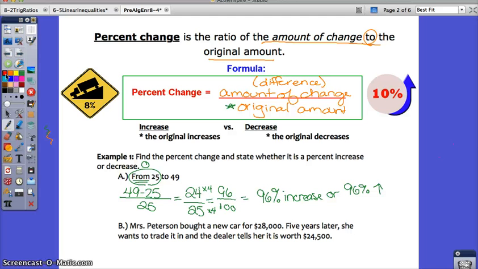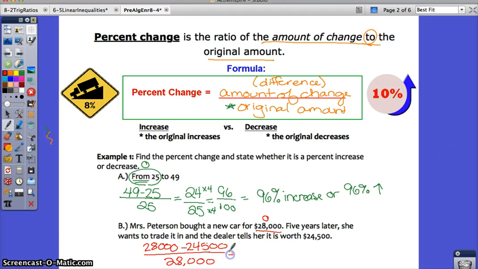Well, I don't see the word "from" here, but what happened first? She bought the car, so this is going to be our original. I'm going to label that O. First thing to do to find the percent change is find the difference. I like to do the larger minus the smaller, so set that up for me. Always over the original. She bought the car for $28,000.